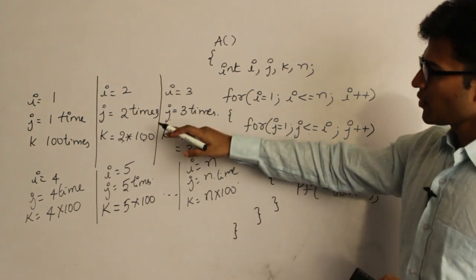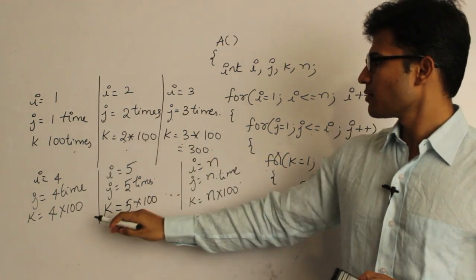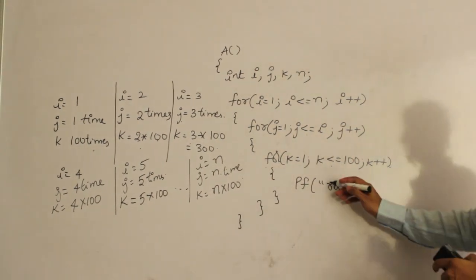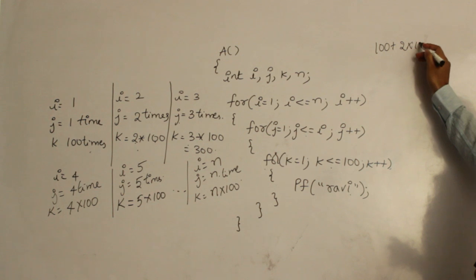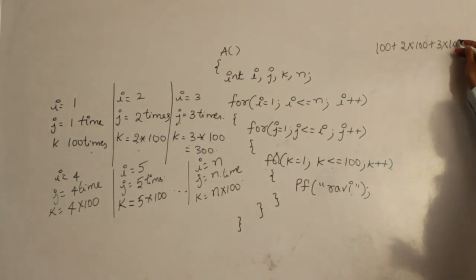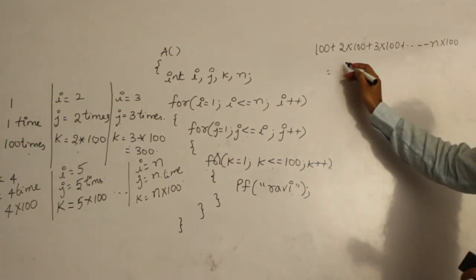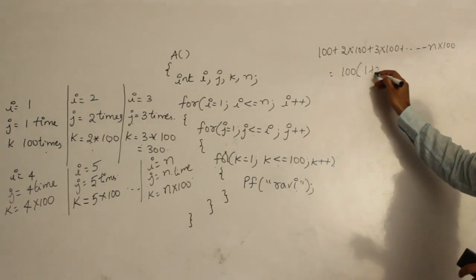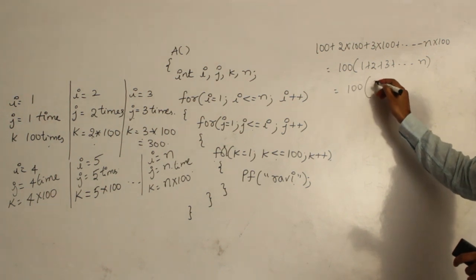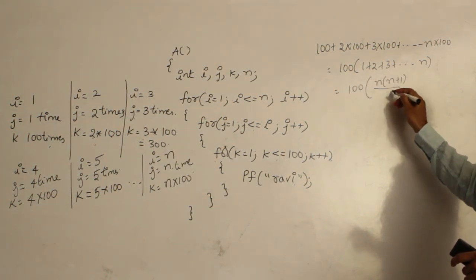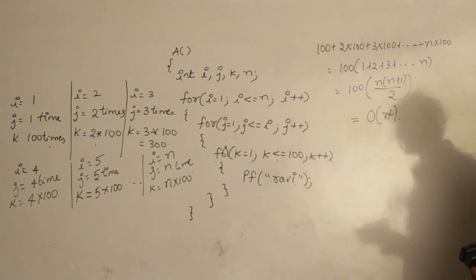So if you take the total number of times this printf is going to be printed, it is 100 plus 200 plus 300 plus so on plus n into 100. So total number of times this printf is getting executed is 100 plus 2 into 100 plus 3 into 100 plus so on plus n into 100. So if I take out 100 as common, then what do I get? 1 plus 2 plus 3 plus so on plus n, which is nothing but 100 into n into n plus 1 by 2. So which is nothing but order of n square, right?